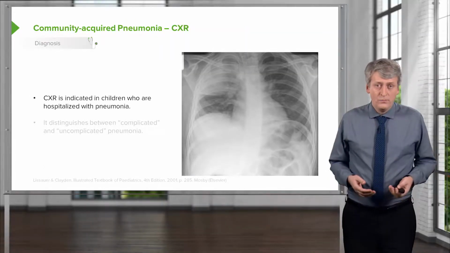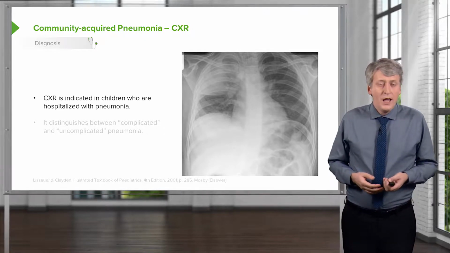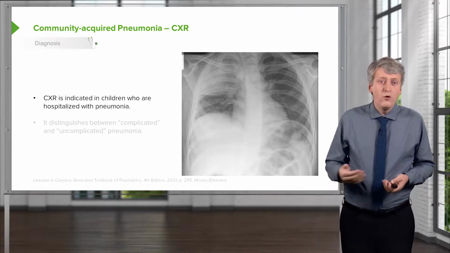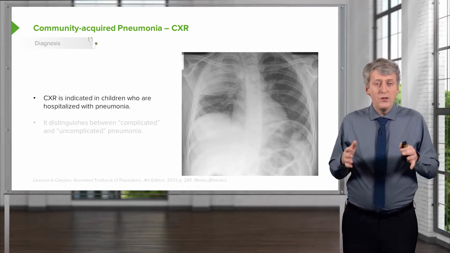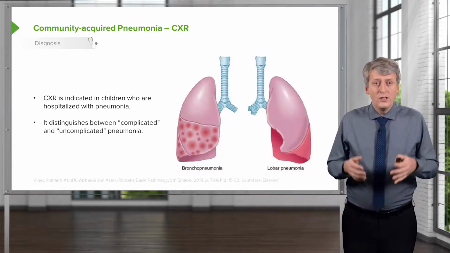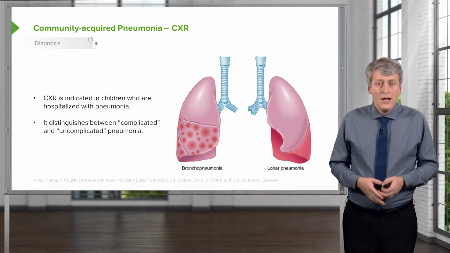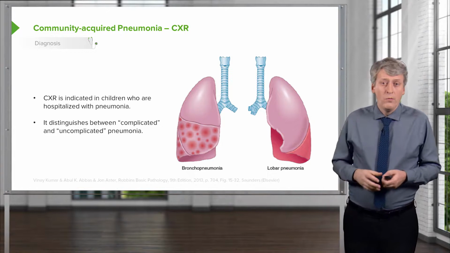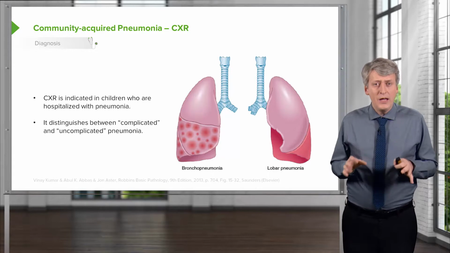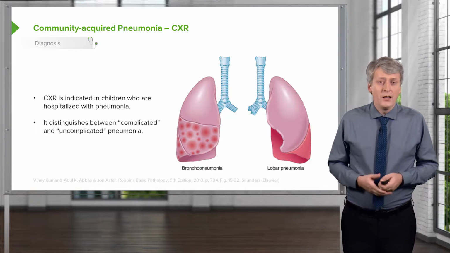So what is useful? Well, if a child is being hospitalized, it is important to get a chest X-ray. That's because there is an increased rate of complicated pneumonia, or pneumonia with effusion that's going on, and the chest X-ray can help you decide if you need to get, in fact, a chest tube in addition to your antibiotics. So it distinguishes between complicated pneumonia and uncomplicated pneumonia. It also distinguishes between bronchopneumonia and lobar pneumonia. A lobar pneumonia is very much likely to be a bacterial pathogen, whereas scattered patchy disease that's diffuse is more likely to be viral.